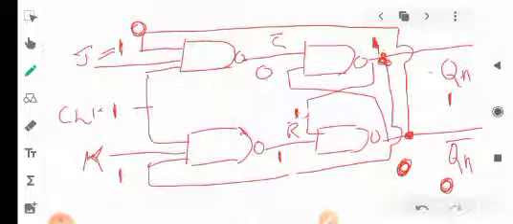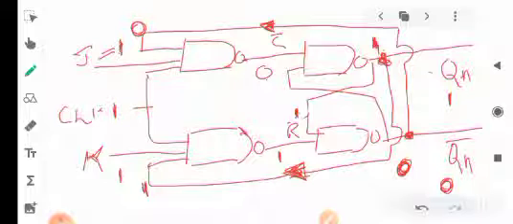This Qn value 1 will be given here. 1 value will be given as a feedback to here. So this Q will be given as feedback to this input here. So the feedback that came is 0 here, and the feedback that came is 1 here. So then what happens, it becomes a 3 input NAND gate, 0 1 1, 0 into 1 into 1 is 0. So this becomes 0 as the input.